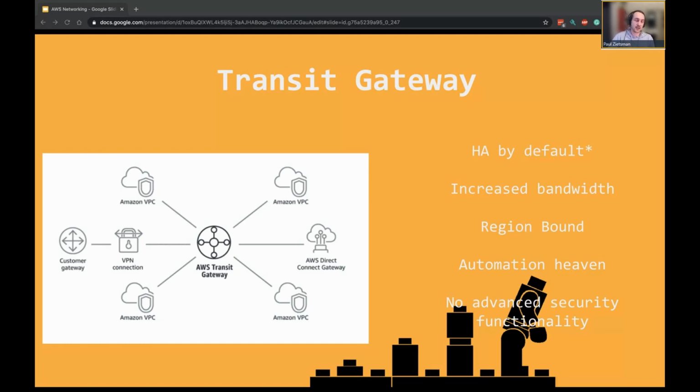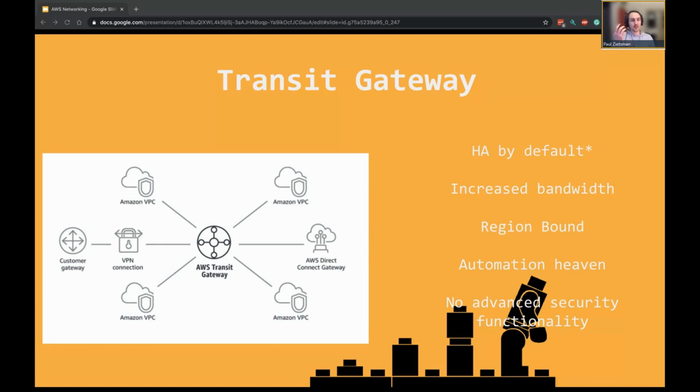It doesn't do anything fancy, but you can terminate VPN connections to it. You can attach VPCs to it, and a Direct Connect, if you have one, can connect to it as well. Which means if you want to automate your entire environment, you just deal with AWS services. So for us, this was automation heaven, because we could now do everything in code.